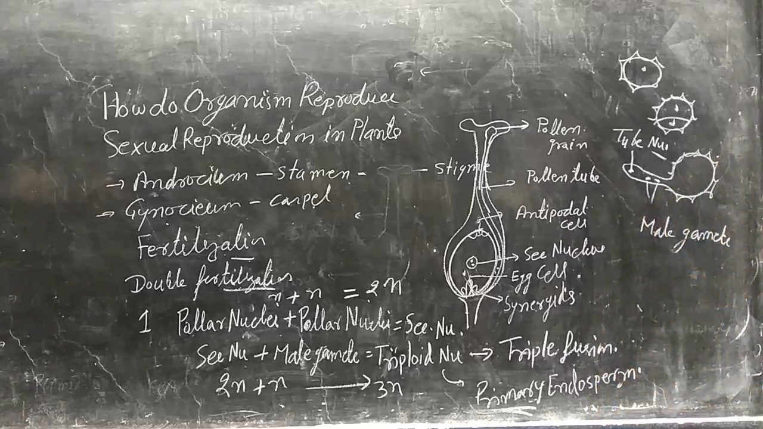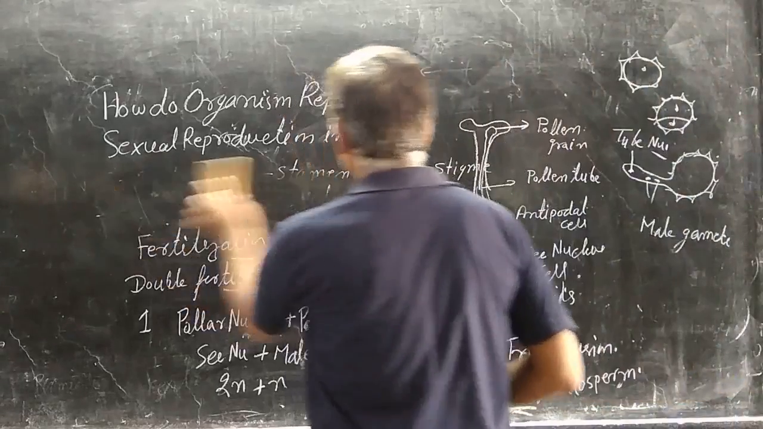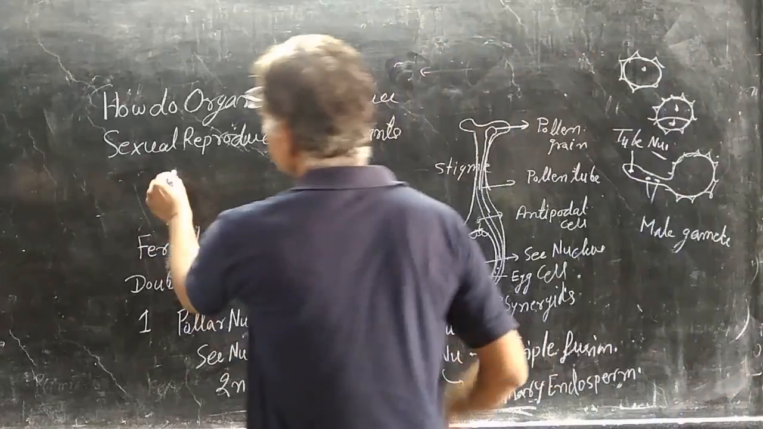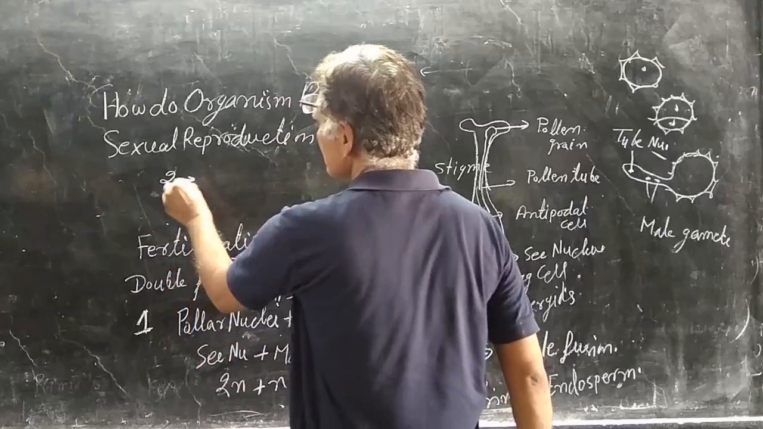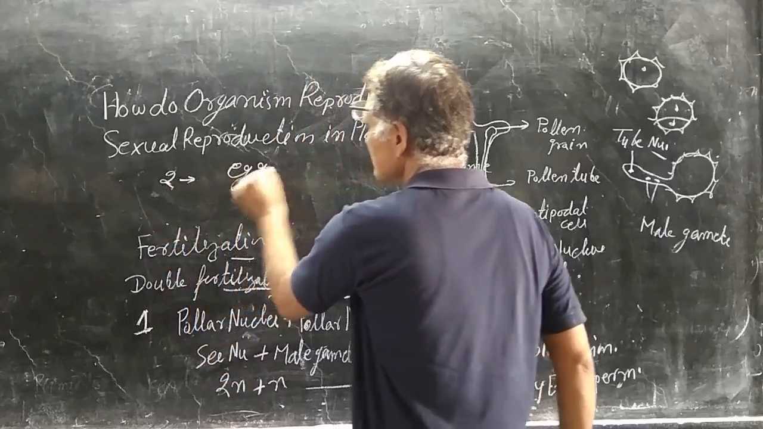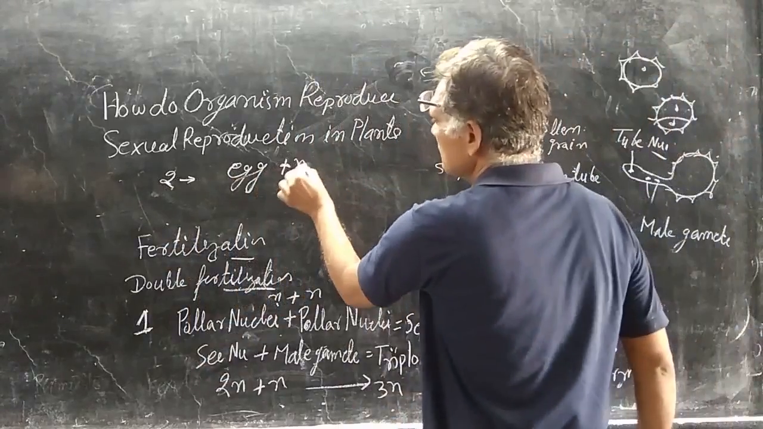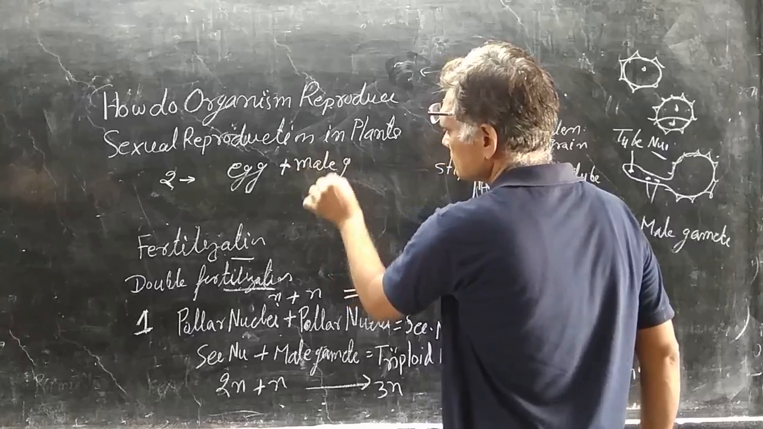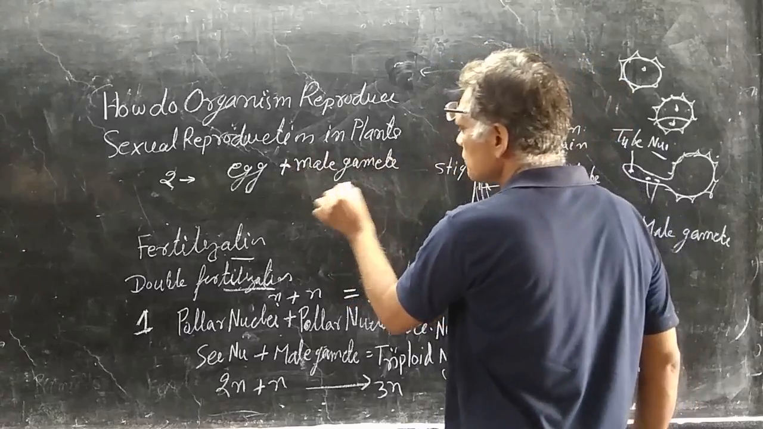Endosperm is a type of tissue which helps in the development of the embryo. Another type of fertilization, that is the second fertilization. This one is the first fertilization. In the second fertilization, one egg cell is present on this side, and another male gamete fertilizes it to form the zygote.